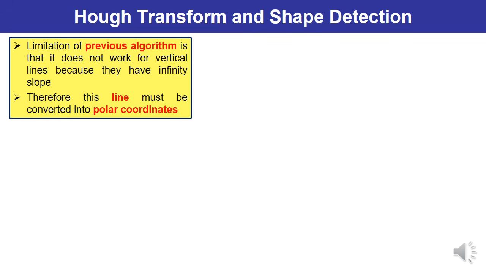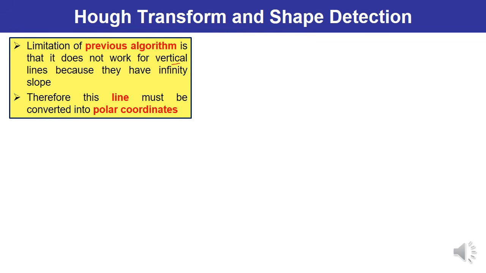There is a limitation with the Hough transform which we have discussed for line detection. The problem is it does not work for the vertical line, because vertical lines have a slope of infinity. It means in such cases, whenever we have to deal with vertical lines, the line must be converted into polar coordinates.